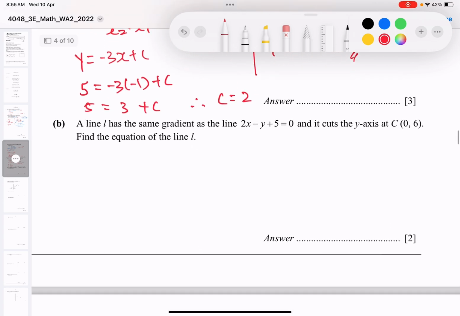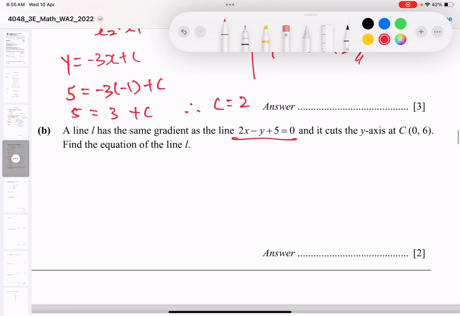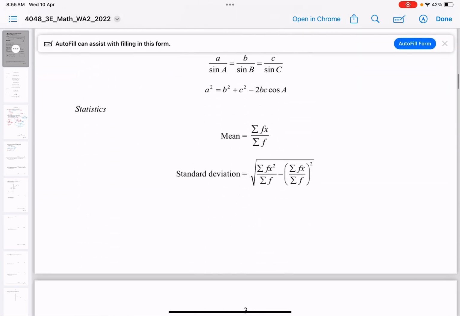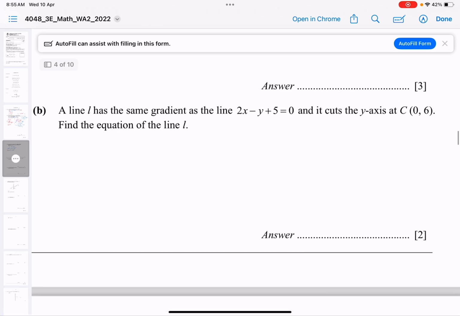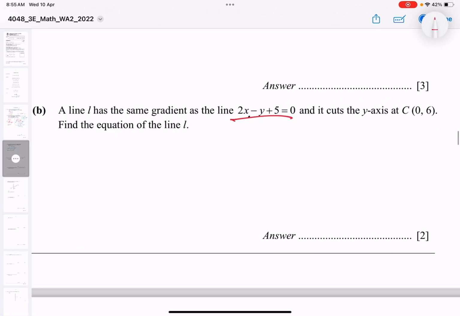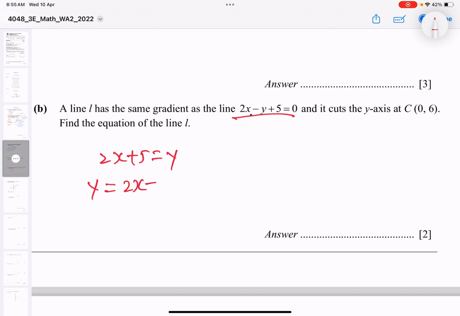How about part B? A line has the same gradient as the line. If it's of this form, change it into y equals mx plus c. Oh no, but don't worry, I don't need to use the first part, so let's ignore that. So this one, I'm going to change it. I'm going to bring the y over to the other side. So 2x plus 5 is equal to y. Let's flip it around. Y is equal to 2x plus 5. So what's the gradient here? This is the gradient, and this is the y-intercept, c, right? But we don't need to care about the y-intercept.